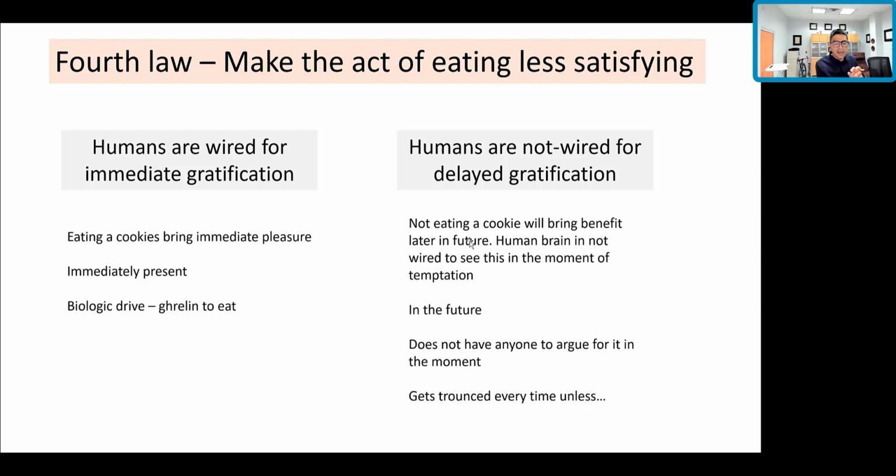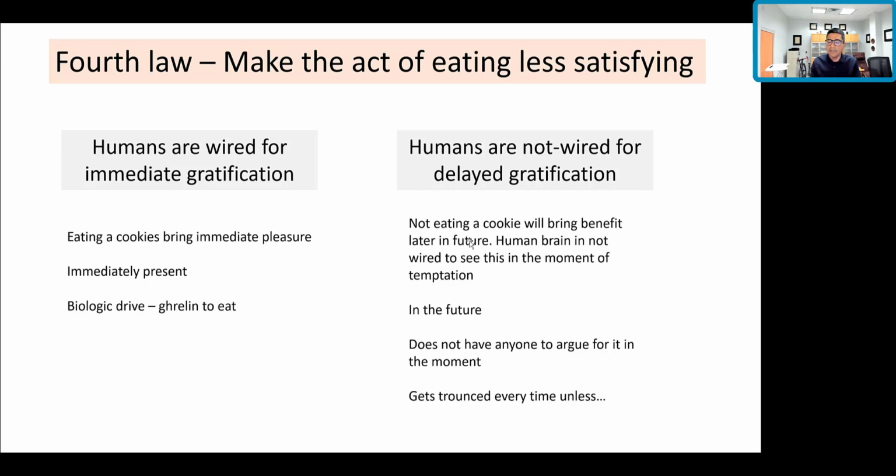It's going to give me immediate gratification to eat it, and not eating it, whether it's a cookie or a donut, will help me in the future, but the future is not here. The temptation is here. The future does not have anything arguing for it because not eating the cookie will make me perhaps not a diabetic, not obese. And so in the presence of temptation, it gets trounced every single time because humans are wired for immediate gratification.